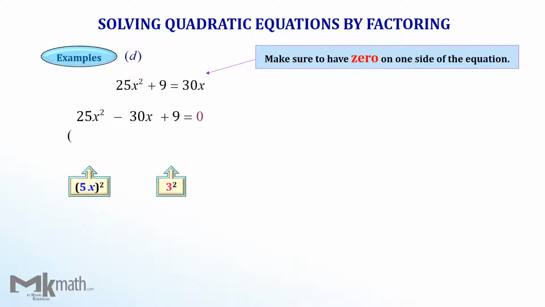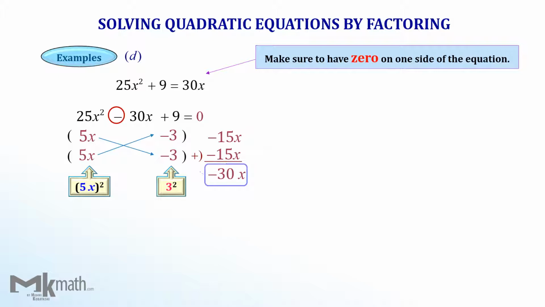Now let's write 2 sets of brackets to start. For the left part of each bracket, place 5x. And place minus 3 for the right part of each bracket. Because of the squared term, both must have the same sign, and those must be minus signs in this case, because the middle term has a negative sign. Then we cross-multiply to get minus 15x twice, and make sure the sum is minus 30x, which matches the middle term.